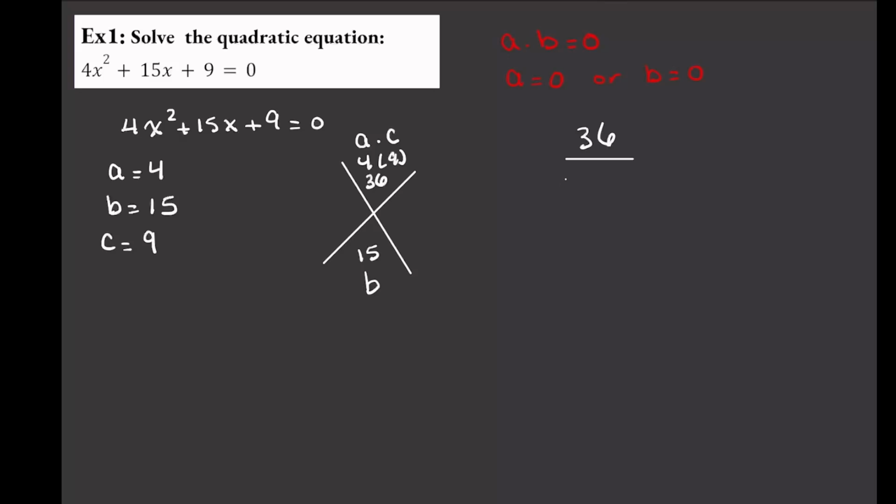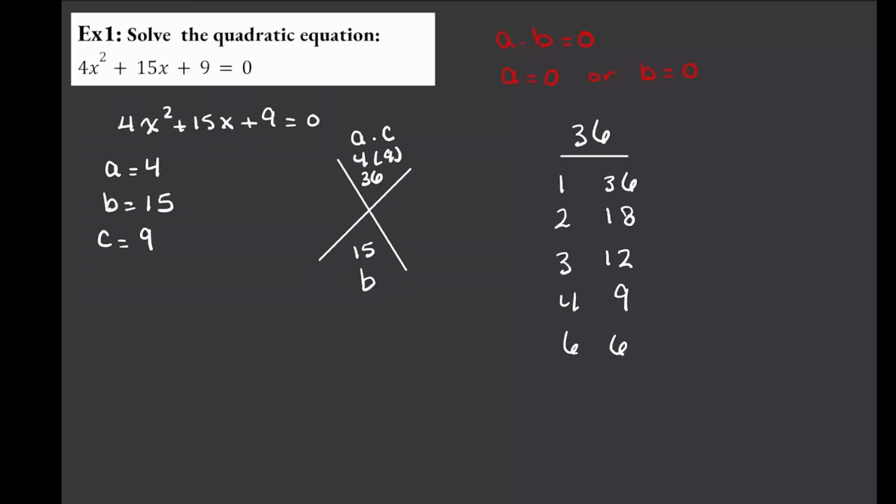We need to find numbers that will multiply together to obtain 36. We know that 1 times 36, 2 times 18, 3 times 12, 4 times 9, and 6 times 6 each give you 36. A positive number times a positive number equals a positive number, and a negative times a negative is equal to a positive as well.